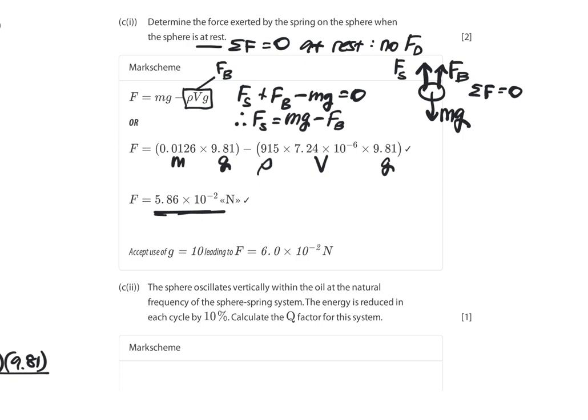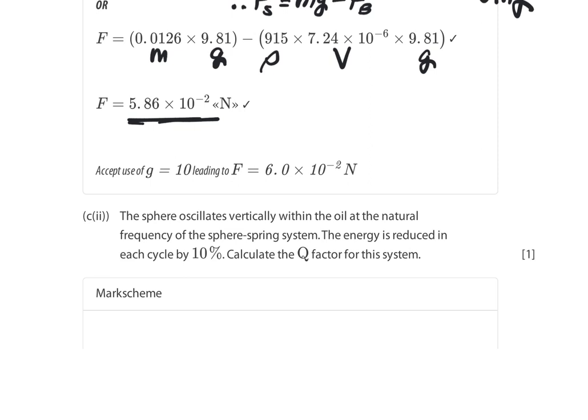CII. CII says the sphere oscillates vertically within the oil at the natural frequency of the sphere spring system. Energy is reduced in each cycle by 10%. So every time it cycles, it's losing energy, and it wants the Q factor for the system. So this is not a B3, this is a B4 thing, and this is making reference to something called damping. So we will be getting to that soon.